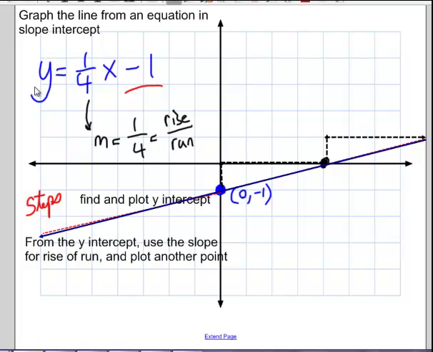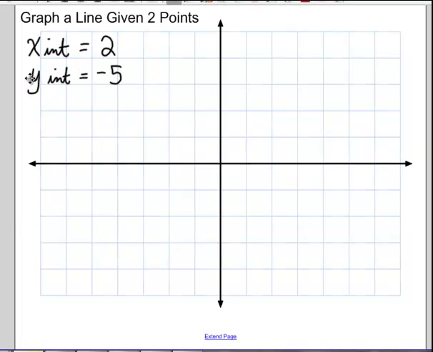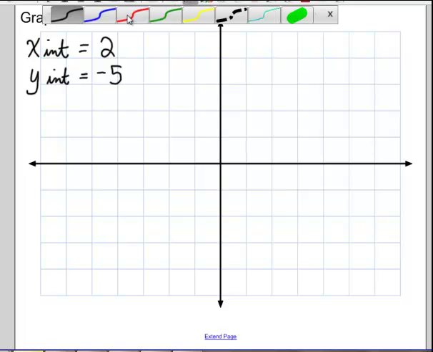Okay, so that's graphing in slope-intercept form, and you can always come back and revert to graphing in slope-intercept form. If something's in another form, you just would have to convert it to slope-intercept form. So let's look at graphing a line given 2 points. Now in this case, we're given the x-intercept and the y-intercept, so it makes it pretty easy.